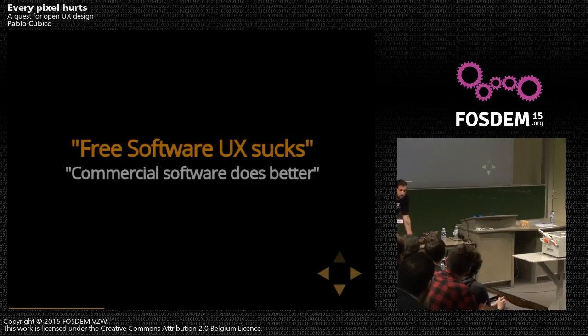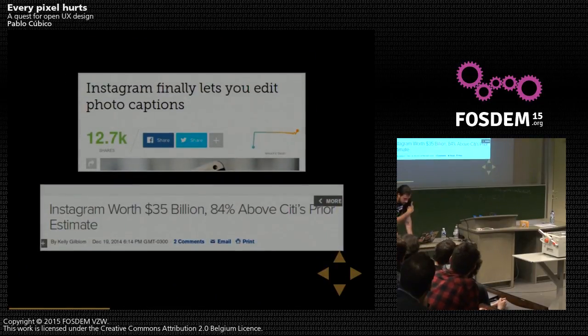And that's not even true, and I see many commercial projects that really suck. I'm going for one example. I think this image speaks for itself. Big news, Instagram finally lets you edit photo captions, which is a stupid feature to do, and it's worth $25 billion. So yeah, it had a really shitty UX, and they convince you of this at best, and this is not what we aim for.